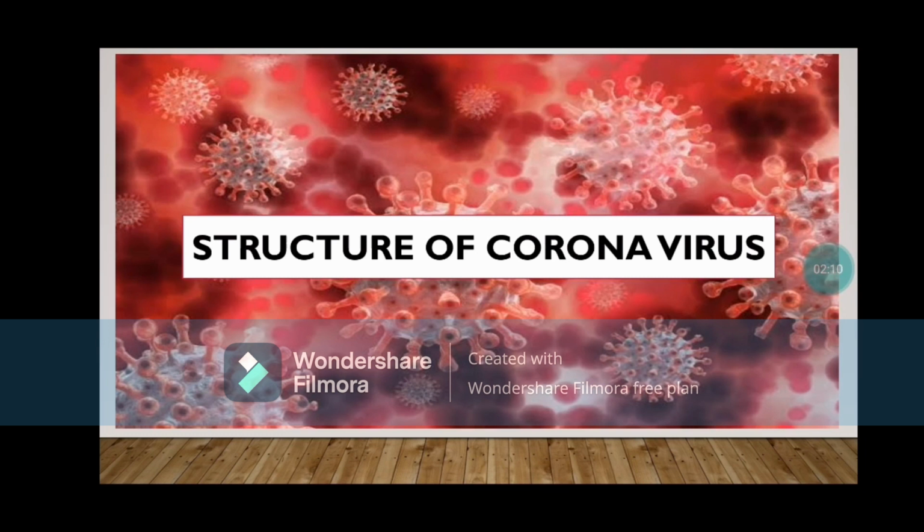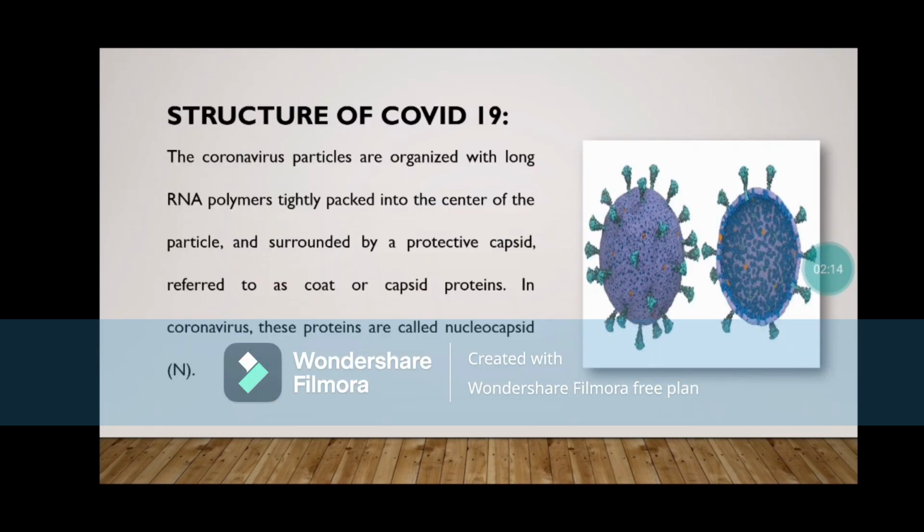Let's talk about the structure of coronavirus. Whenever there is an agent causing some disease, if we want to find a cure for it, we must know what its structure is, how it behaves, and how it infects the human cell. The structure of coronavirus is like this: the particles are organized with long RNA polymers tightly packed into the center of the particle and surrounded by a protective capsid. Capsid is basically a proteinaceous coat, made up of protein, which protects the viruses, surrounds them and gives them a proper shape. Referred to as coat or capsid proteins, in coronavirus these proteins are called nucleocapsids.